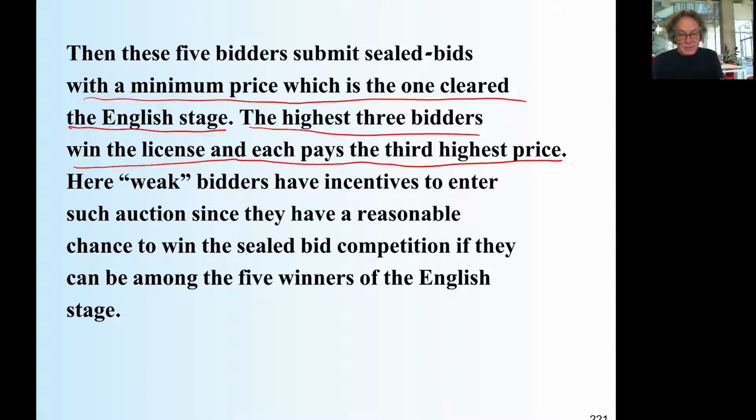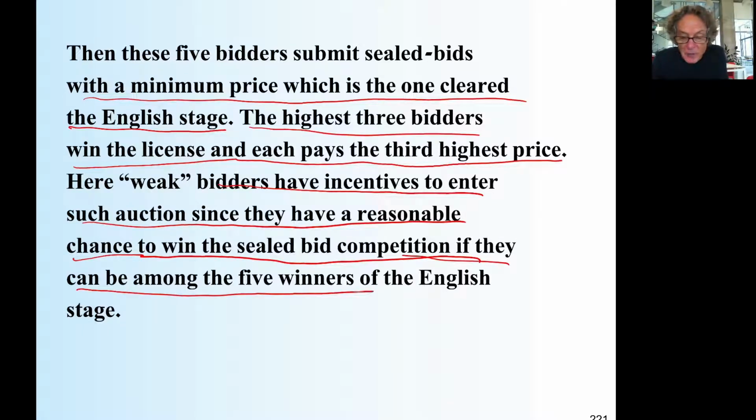Here, weak bidders, the ones that are not incumbent, have incentives to enter such auctions since they have a reasonable chance to win a sealed bid competition if they can be among the 5 survivors of the English stage. By the way, he did it in the UK. It works very nicely. While the others that just used the English auction, for instance in Switzerland, I'm talking about the 3rd generation. If I remember the numbers well, in the UK the government got about 600 pounds per capita, dividing the amount that these companies paid by the number of users.